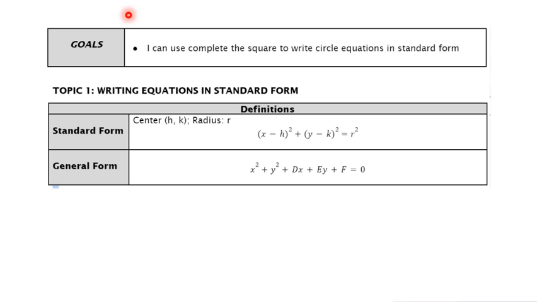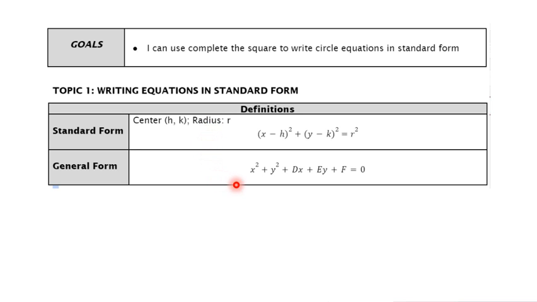The goal of this section is going to be writing equations in standard form for a circle when it's not already in standard form. So we're going to be using completing the square, which we saw last semester. And the goal is we're going to try to write it so we can easily see our center and our radius, and have that standard form we used in the previous section.